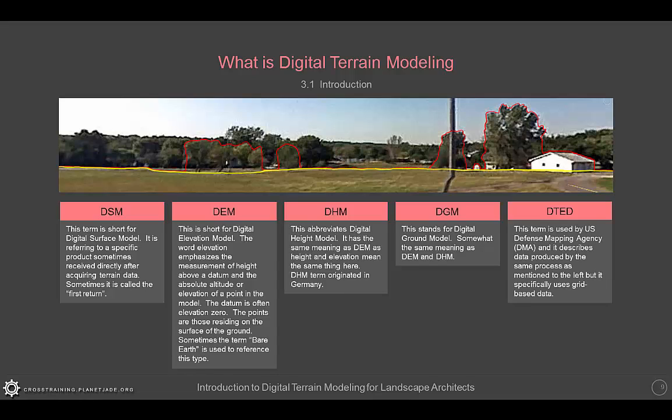And then there's DTED, and this term is used by the U.S. Defense Mapping Agency, and it describes data produced by the same process as mentioned to the left, the DEM, DHM, and DGM, but it specifically uses grid-based data, so it's a little bit different in reading. Again, we'll rarely ever see that type. We'll mostly see DSMs and DEMs, and if we see DSMs, you'll often hear it referred to as a first return instead of a DSM. Hardly anybody uses that term anymore.